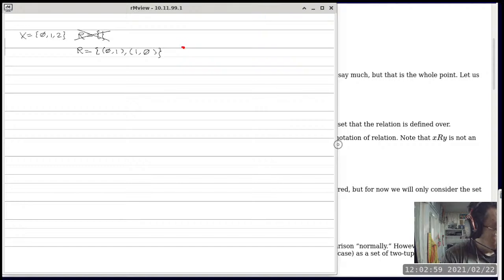In this case, we can say 0 R 0 is false. 0 does not relate to 0.